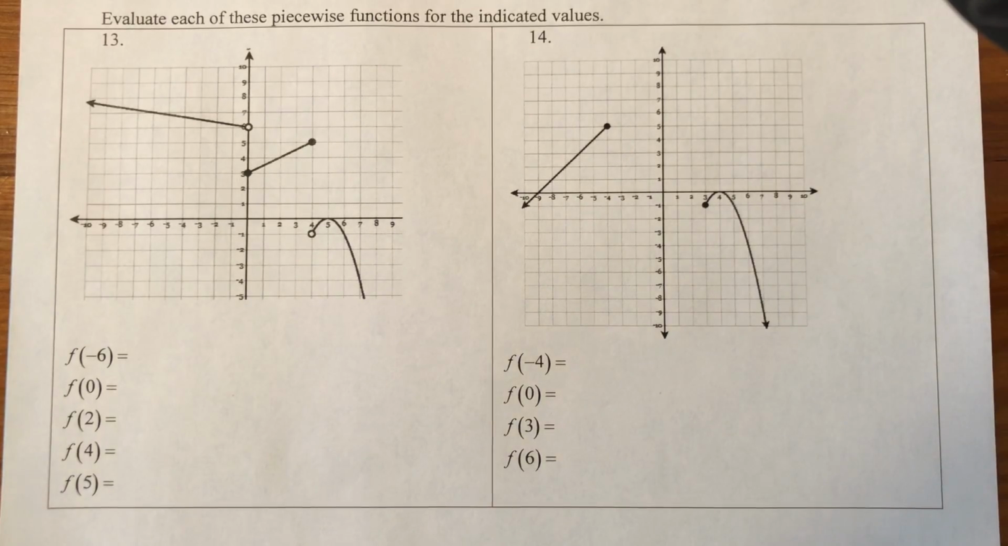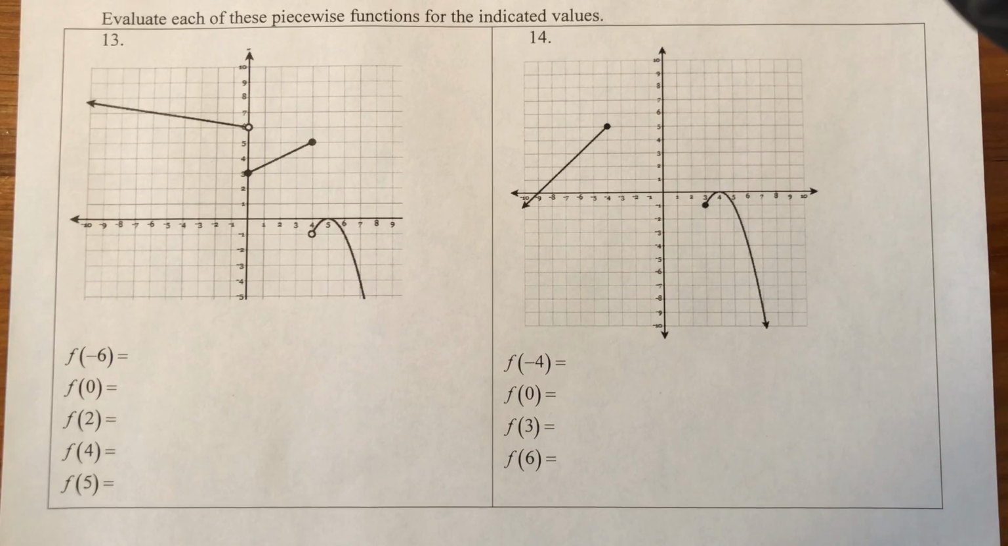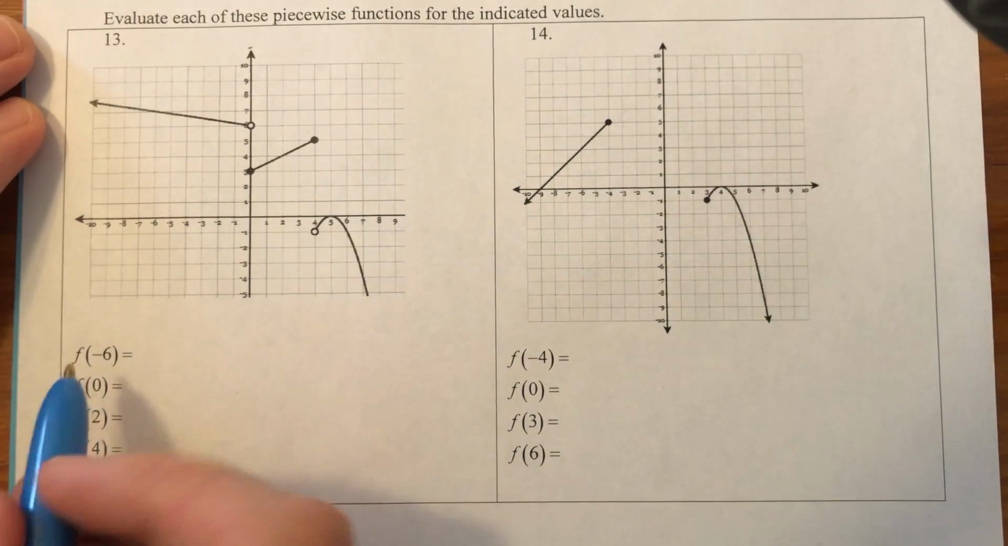But okay, here's the deal. What we're going to do is find out the value of the function, and we're going to go back to some old Math 1 stuff that you learned, where if you have an open circle, it doesn't exist. So here goes. F of negative 6.